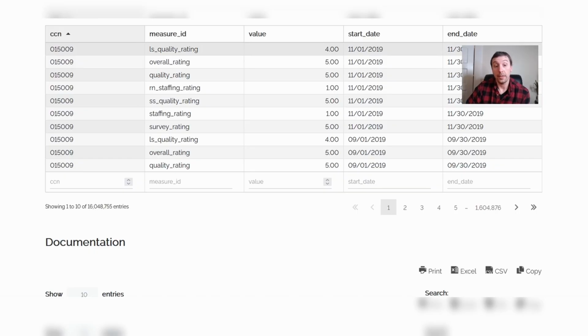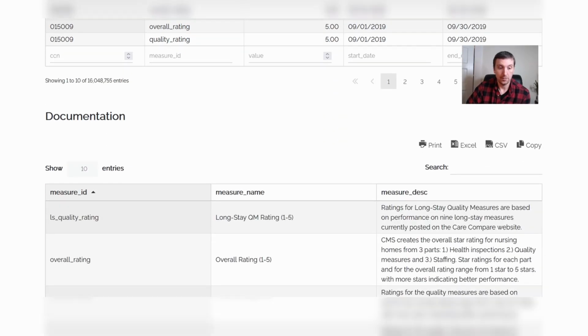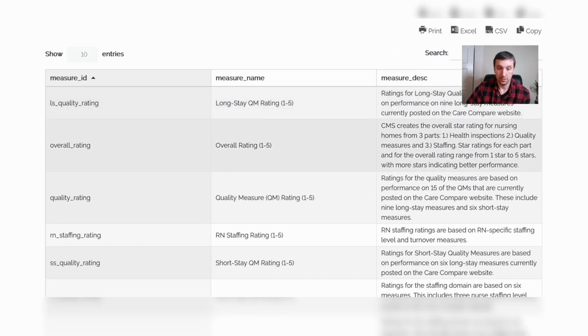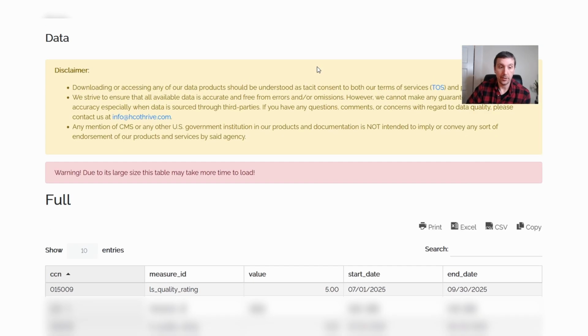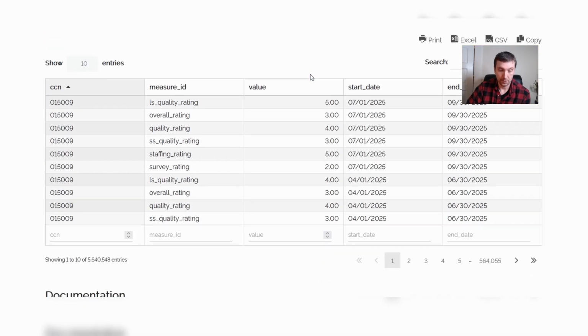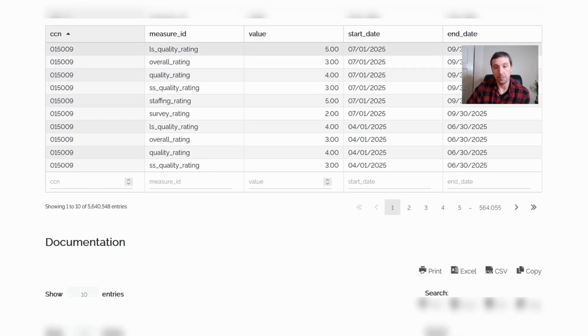In case what I was talking about isn't entirely clear, you can take a look at the monthly, LS, long stay quality rating 4, overall rating 5, and you can see it's 1 month period. Descriptions below. And then looking at the quarterly, again, pretty simple. Dates are for the quarter, and this is the average.